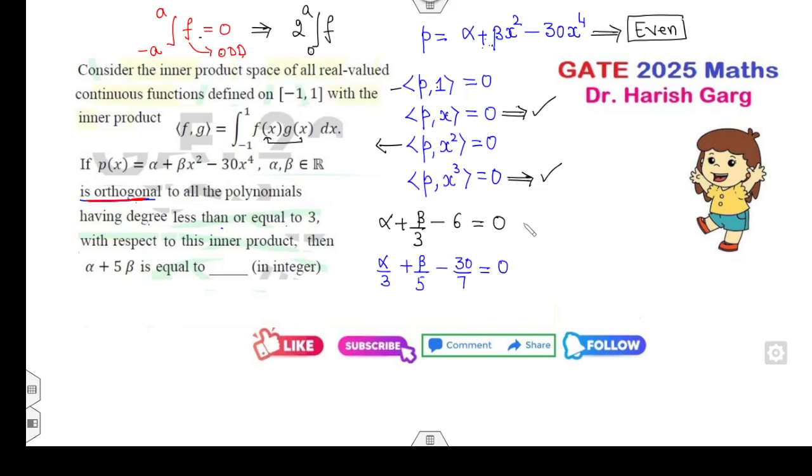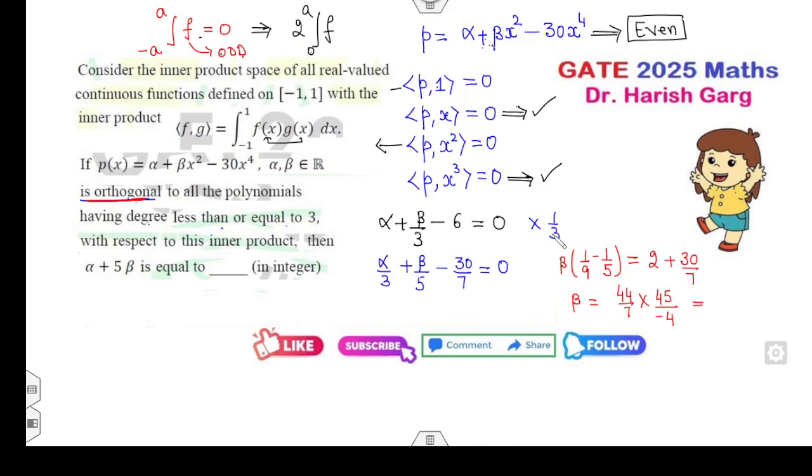Fine. Now how can you solve them? I can multiply this equation by 1 over 3 and subtract them. So you will get beta times (1 over 5 minus 1 over 9) equals, उसको right side पे ले जा रहा हूँ, 30 by 7 minus 30 by 9. So इसका LCM कितना हो गया? LCM is 45.